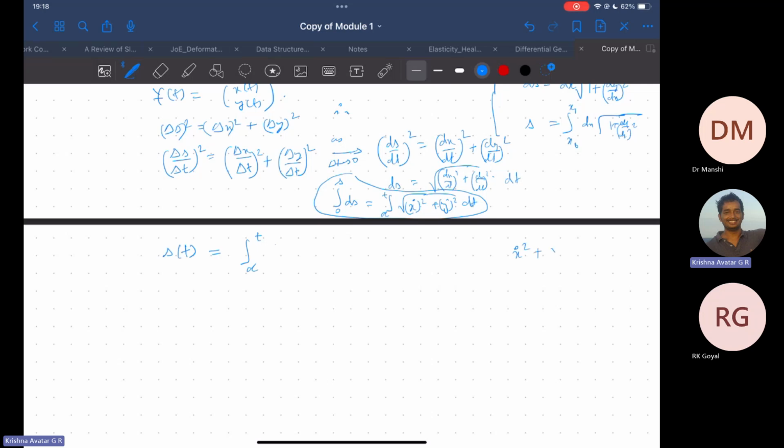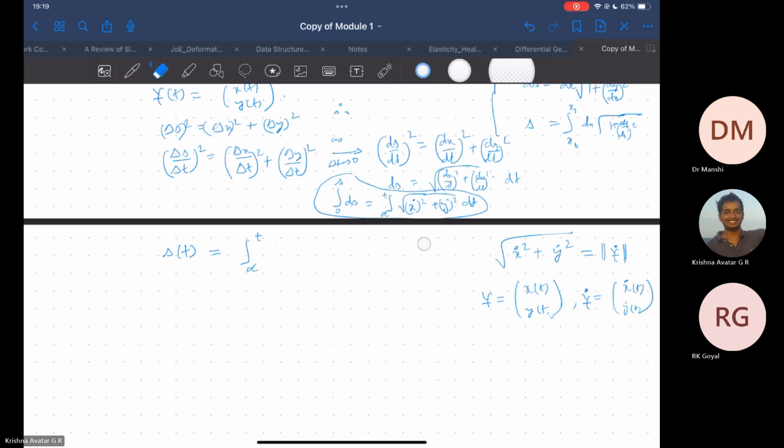The square root of x dot squared plus y dot squared seems to be some sort of a norm of gamma dot, because the gamma vector was written for R2 space as x of t, y of t, and then the gamma dot vector is equal to x dot of t, y dot of t. And when we take the norm of gamma dot, this is what we get.